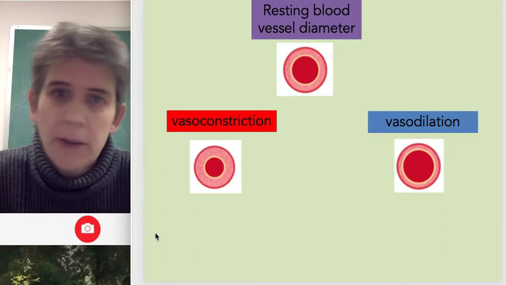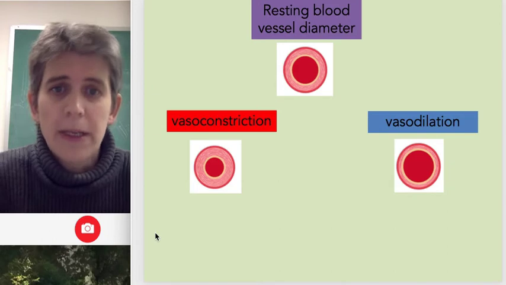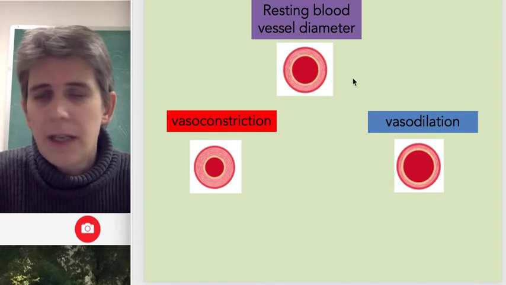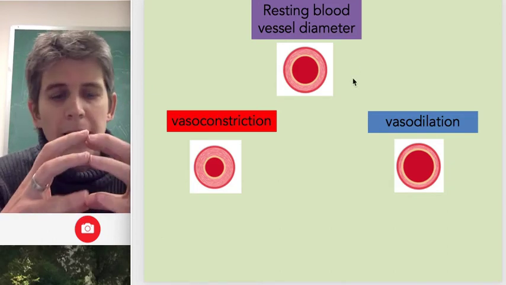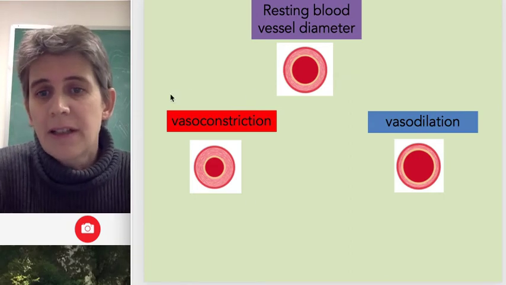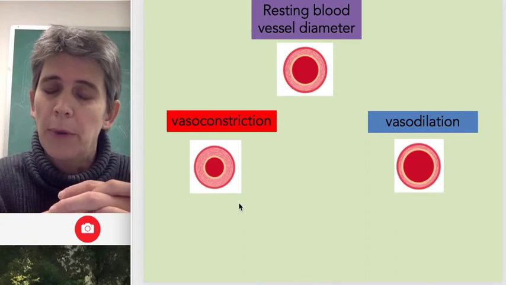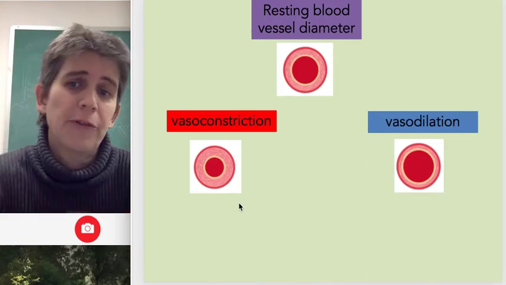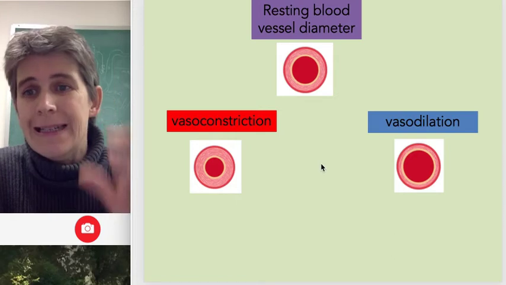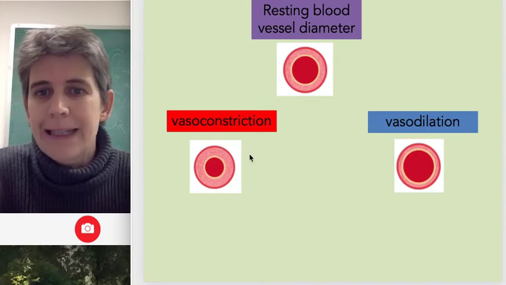Well, if we imagine a blood vessel at rest at an intermediate state, such as in the top of the slide here, it has a certain diameter, and that diameter can be decreased, and that would be vasoconstriction. We constrict the blood vessel by contracting the smooth muscle rings around it and decrease the space, the inner diameter, the space for blood flow inside it.